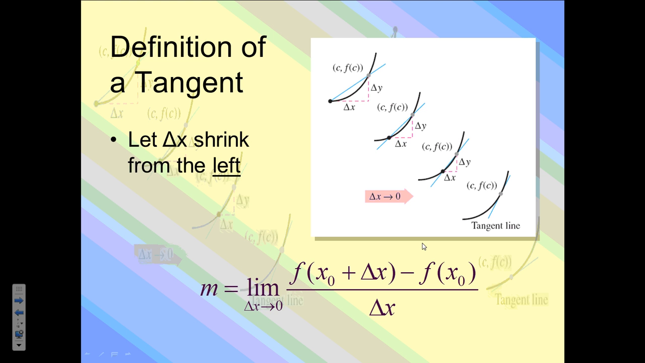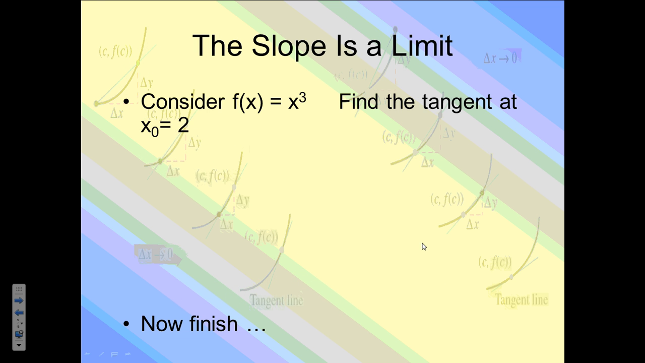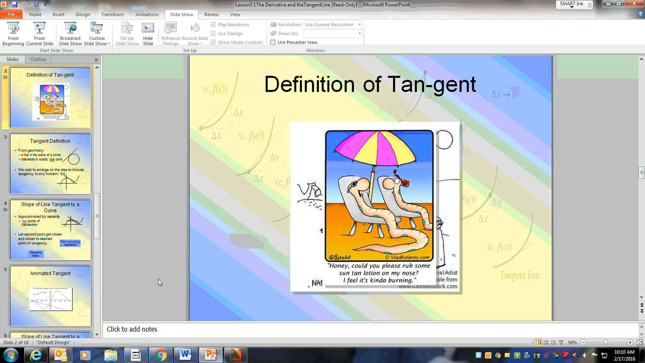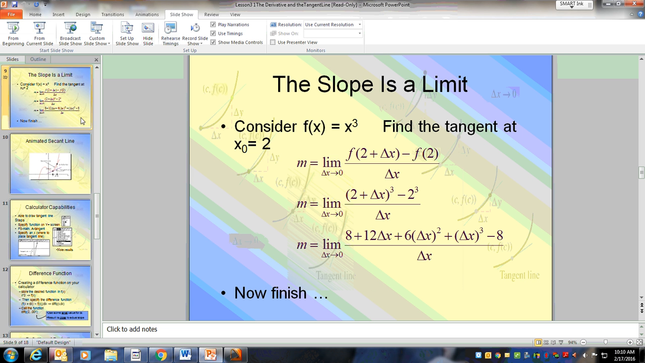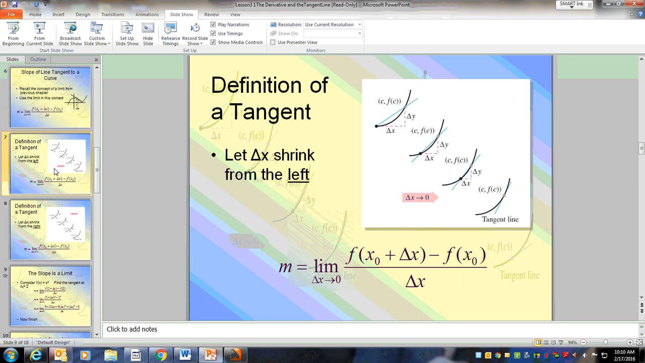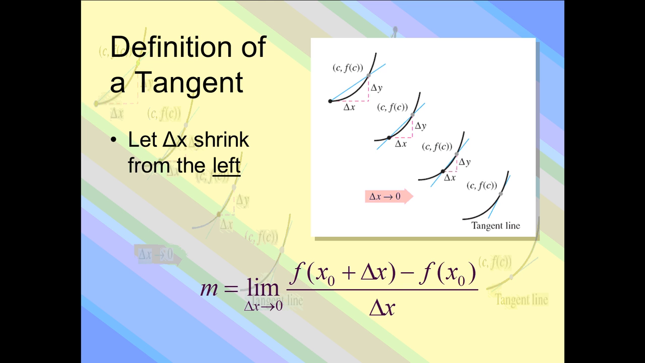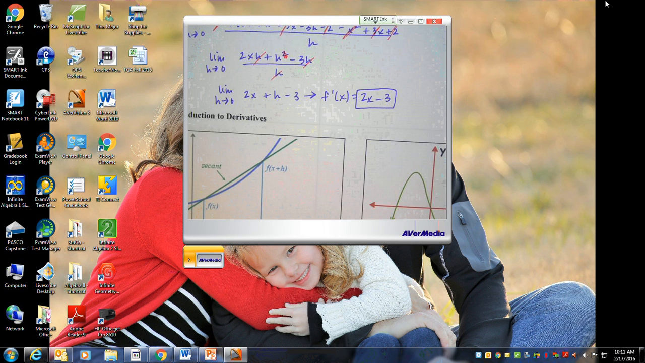Let me see if there's anything else I really wanted to pull out from this particular deal. This is a really good PowerPoint, but I don't love all of it. So let's see here. You can kind of see here they're letting delta x, or the new x, shrink from the left, and as it's shrinking, you can see that blue line is getting closer and closer to that tangent line, which you can't even see blue probably on the board anyway. All right, so let's back up here.